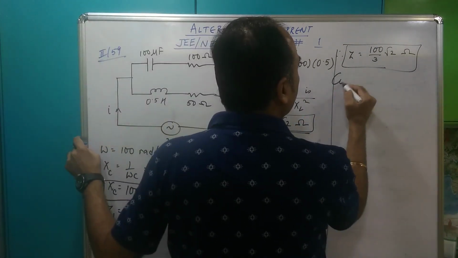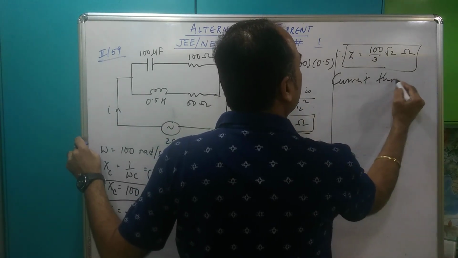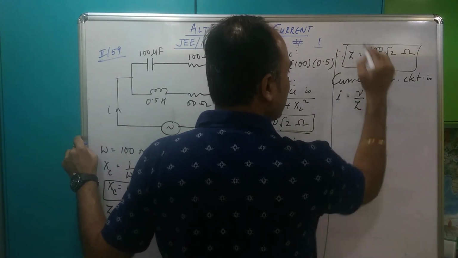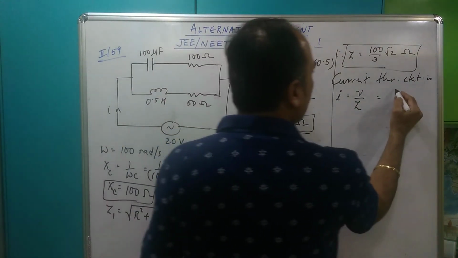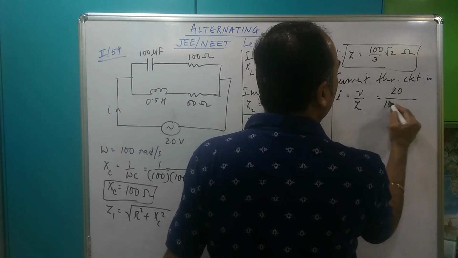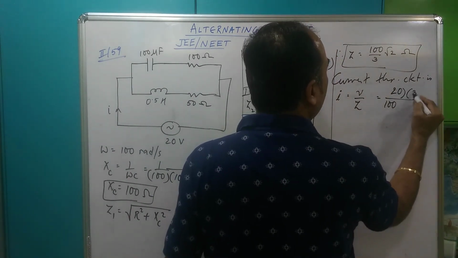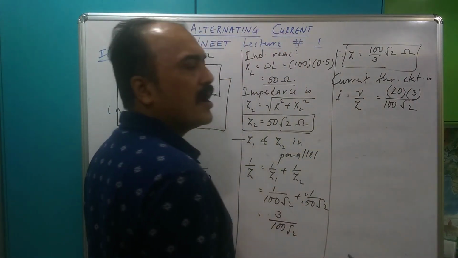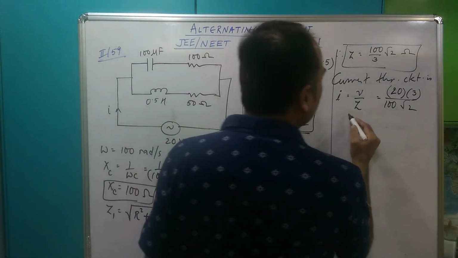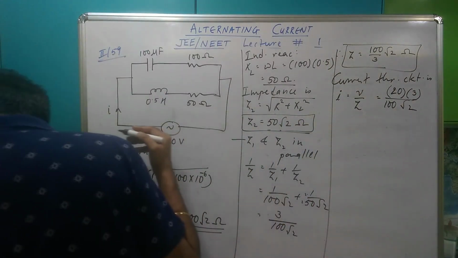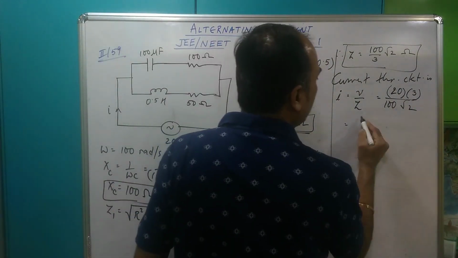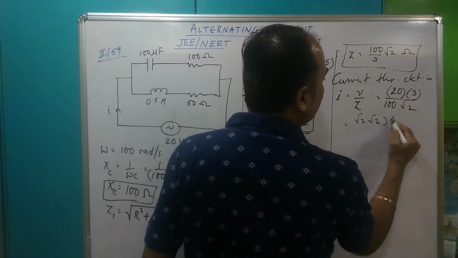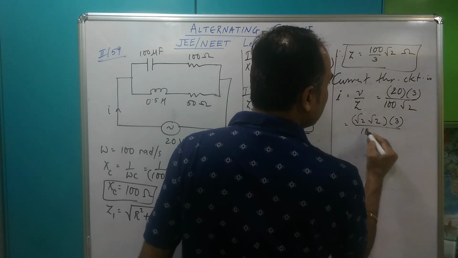So the current through the circuit, this is I, is V by Z. V is how much? That's 20 volt over 100 by 3 root 2. So the 3 goes up, sir. And this is 2. 20 times 3 is 60. 60 by 100, that is 6 by 10. What type of answer do they want? They want us to write this with root 2, and this 3 stays here and this is 10 and this is root 2.